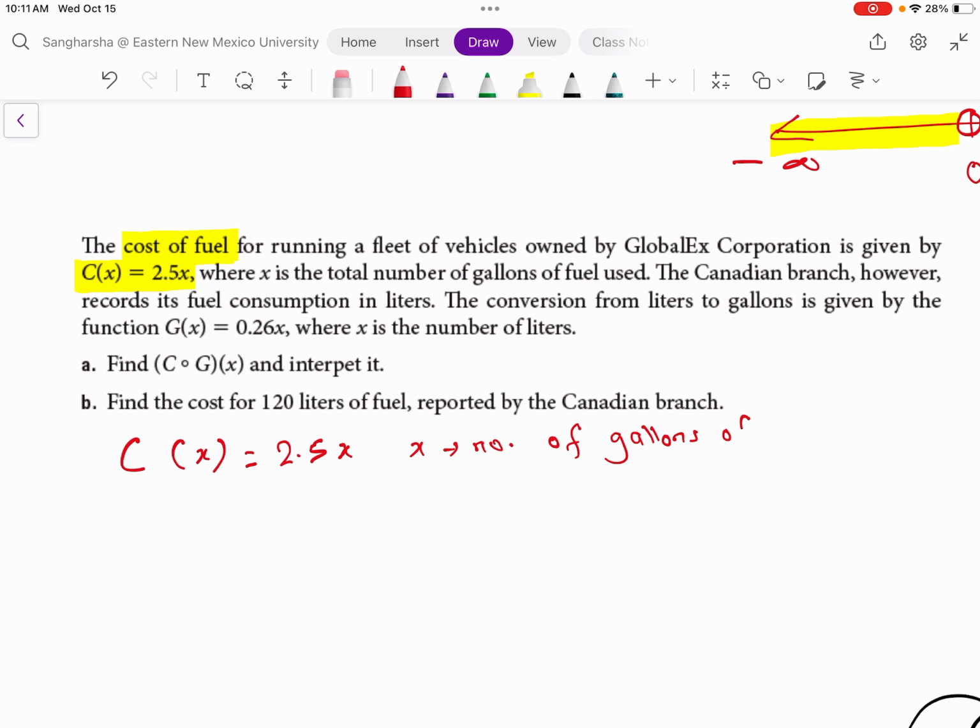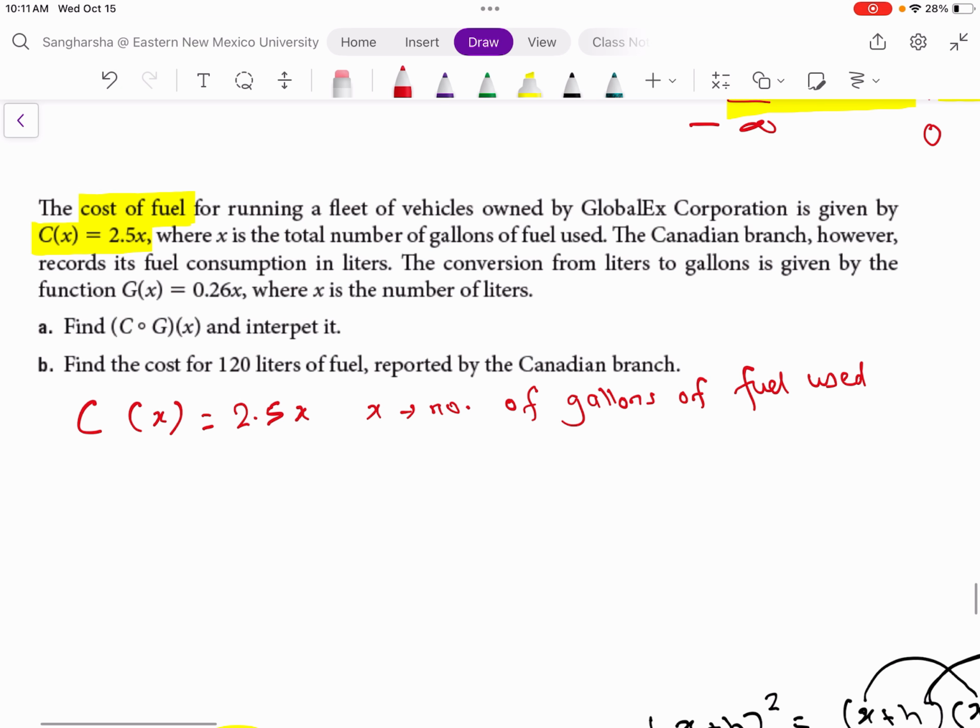Gallons of fuel used. So this is our C of X. C of X gives us the cost of fuel. If you want to find the cost of fuel for running a vehicle, then this function gives us that. So here X is the total number of gallons of fuel used.